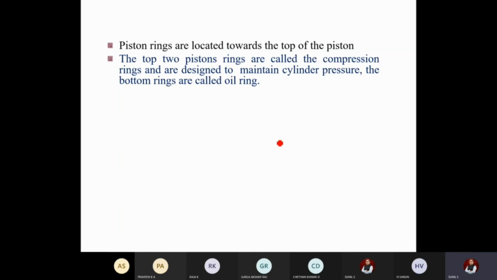They are flexible structures. The top two rings are called the compression rings. This I have already explained to you. The first two piston rings are called the compression rings and are designed to maintain the cylinder pressure, whereas the bottommost ring is called the oil ring. So the top two rings are called compression rings and the third is called the oil ring.